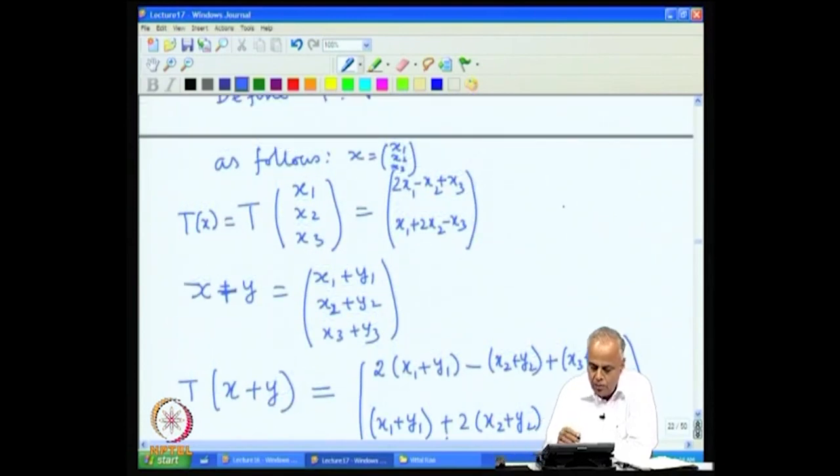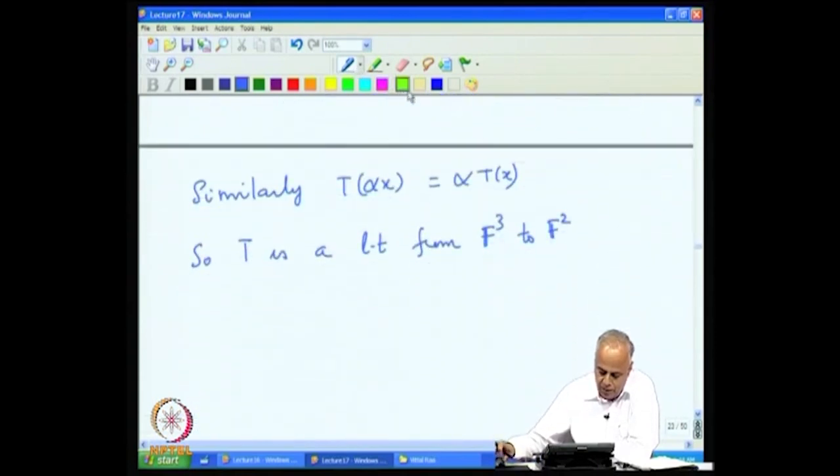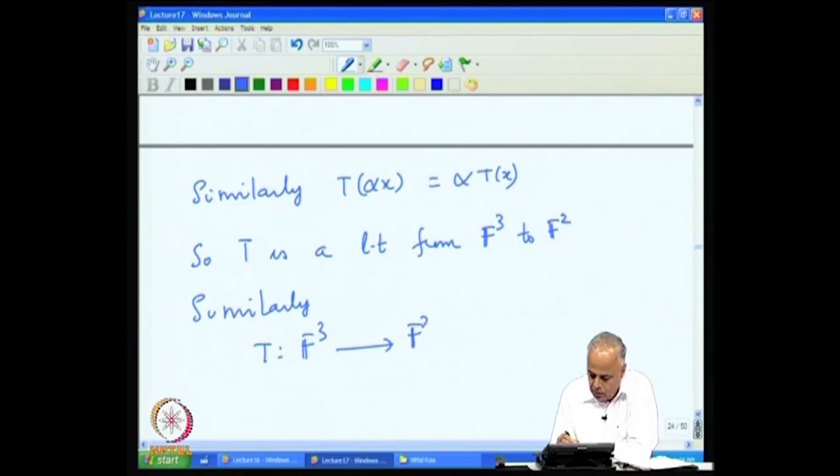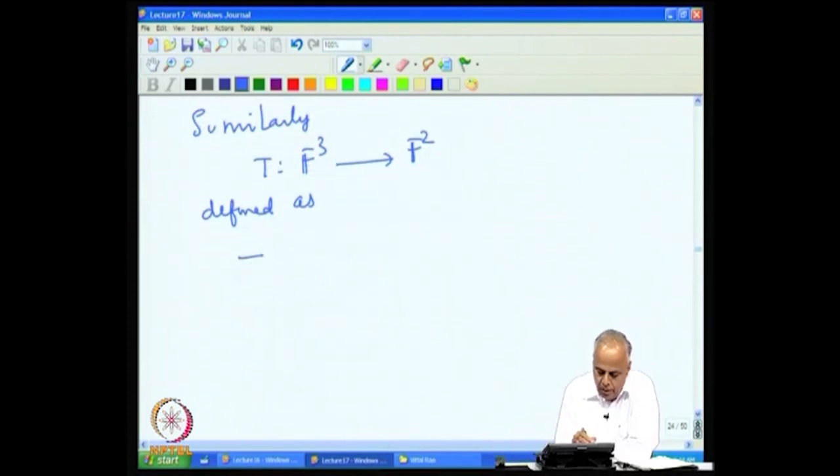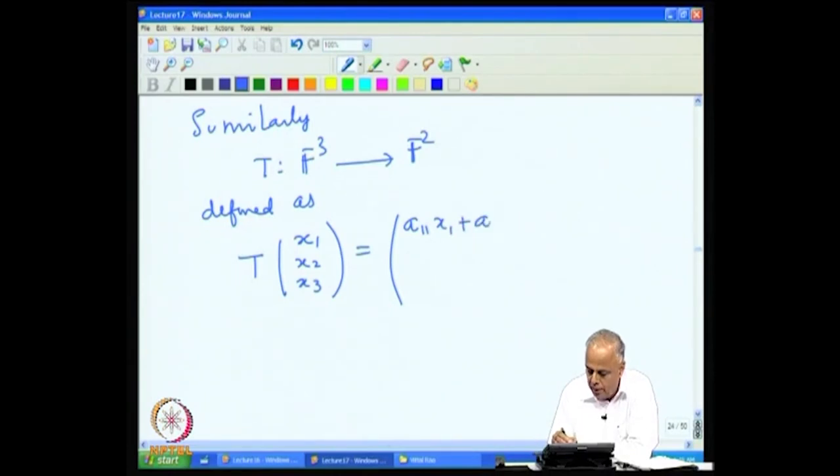Now, we have chosen the values 2, minus 1, plus 1 here, and 1, 2, minus 1 here. We could have chosen any a, b, c and another alpha, beta, gamma, and it would have still worked. So, it is easy to check. Similarly, T from F3 to F2 defined as T of (x1, x2, x3) equal to a11 x1 plus a12 x2 plus a13 x3.